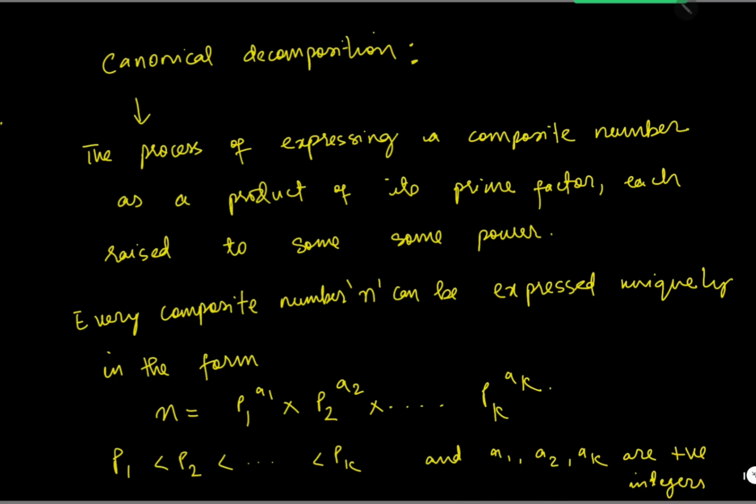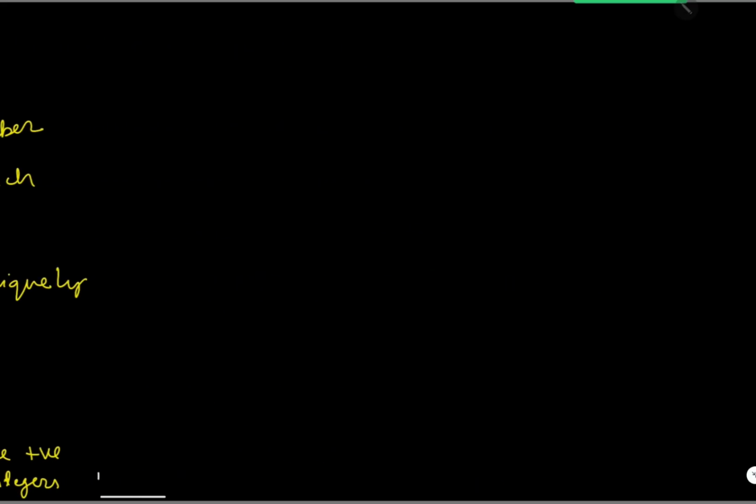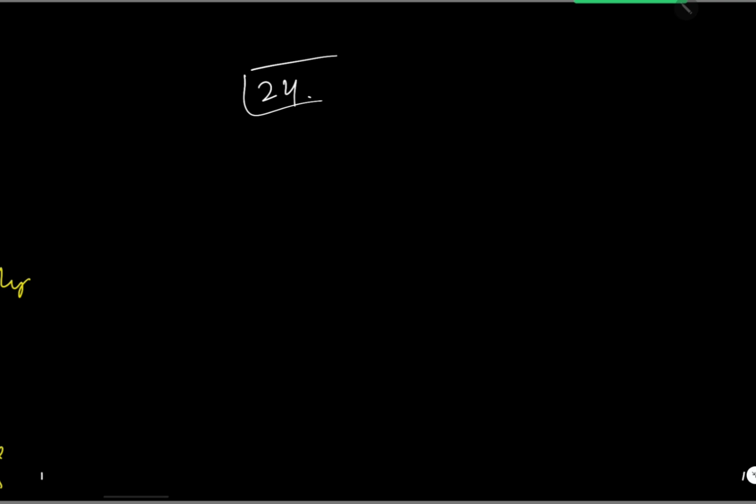and a1, a2, ..., ak are positive integers. So what do the definition and the expression mean? Let's consider one example. 24. We know that 24 is a composite number, and the canonical decomposition says that we can express any composite number as a product of its prime factors.